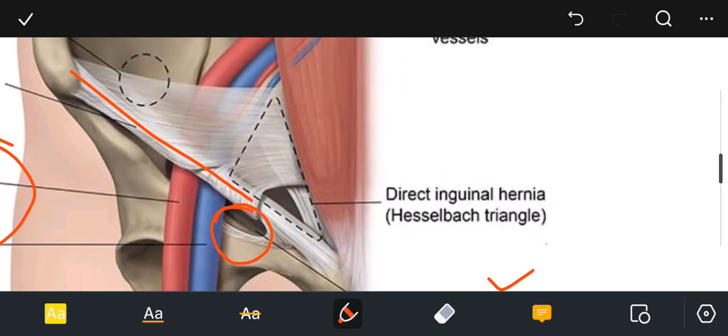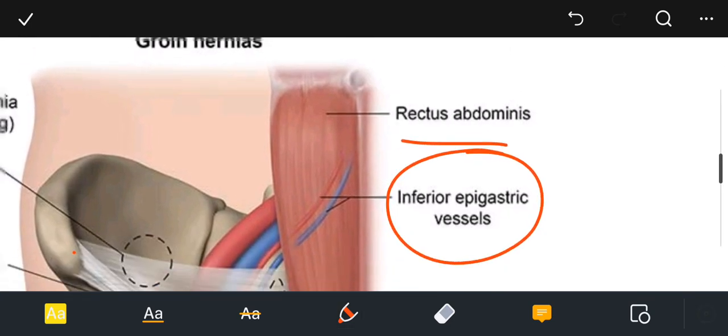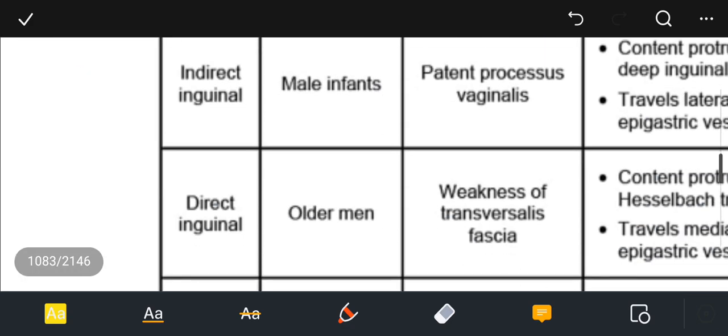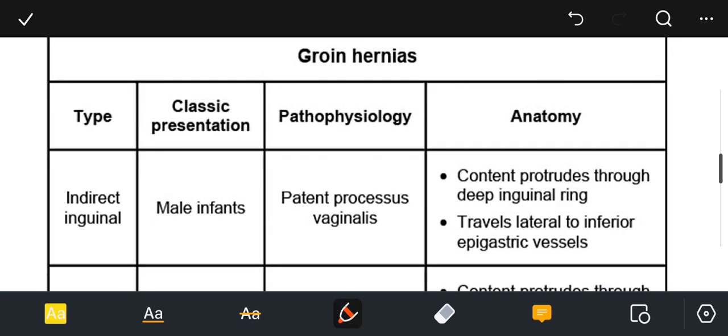The direct inguinal hernia is coming out in the Hesselbach triangle. The Hesselbach triangle is formed by the inferior epigastric vessels on the lateral aspect, the rectus abdominis sheath on the medial aspect, and the medial half of the inguinal ligament on the lower aspect. So that harbors the direct inguinal hernia. And after the direct inguinal hernia, we have the inferior epigastric vessels over here, and the rectus abdominis muscle is like this. Now let's talk about this. So here you can see the groin hernia, the indirect inguinal hernia. The classic presentation is a male infant.